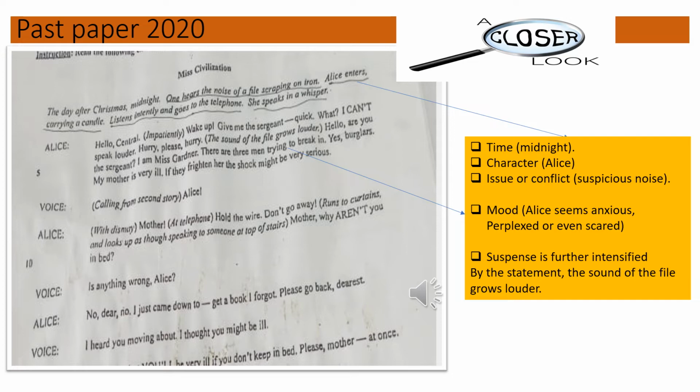Remember, suspense was created in the first aspect of the stage direction when she speaks in a whisper. So we are curious to find out why she's whispering. What is really happening? What's going on? But then suspense is further intensified when we see, enclosed in parentheses, the sound of the file grows louder. All right? Seeing all of that.